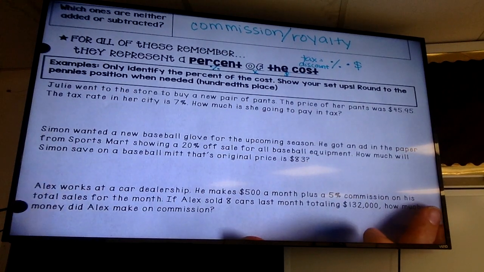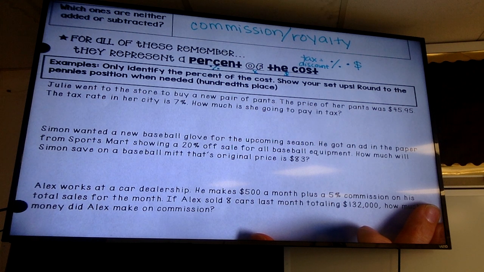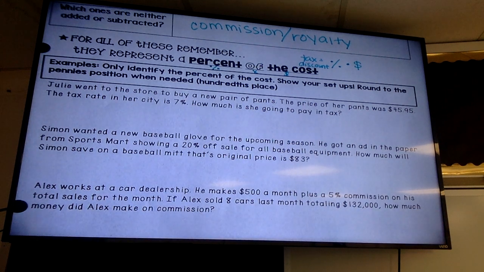So we're going to do 3 examples together, and then we're going to do a bunch of practice the next time I see you. So it says, only identify the percent of the cost. Show your setups. Round to the pennies position when needed. Remember, that's the hundredths spot. So for all of these, tax, tip, markup, discount, commission, that all refers to money. And when we write money, we always round it to the hundredths position. You don't see it cut off at the tenths position. That would be the dime spot. You never see money written 12.2. That's weird. It would say $12.20. And you don't ever see it go further than the hundredths spot because we're talking about money.